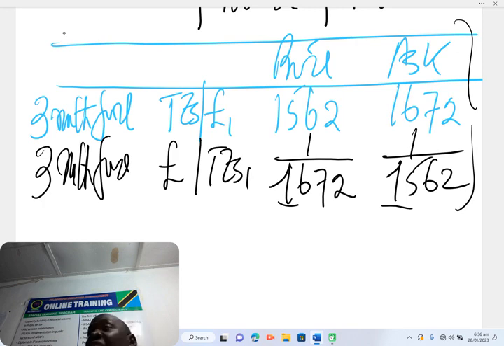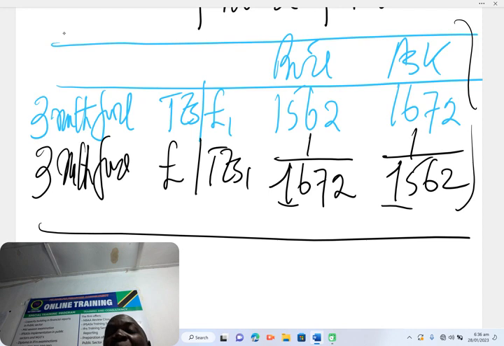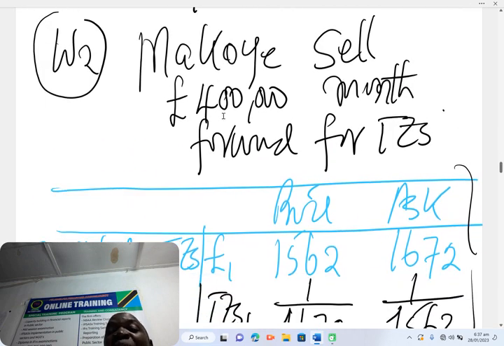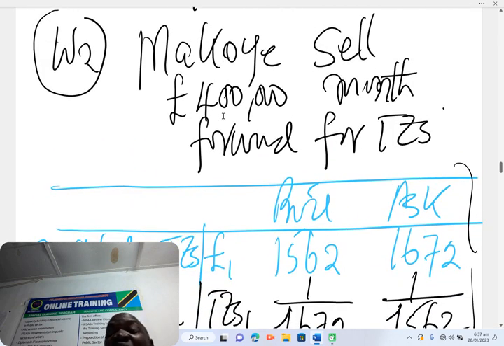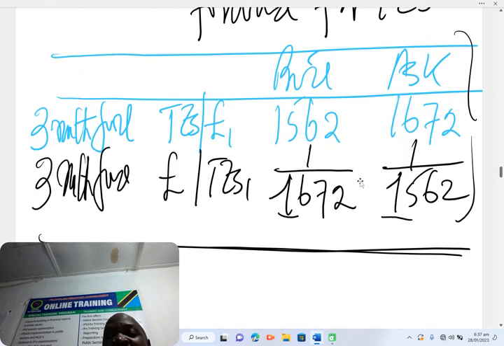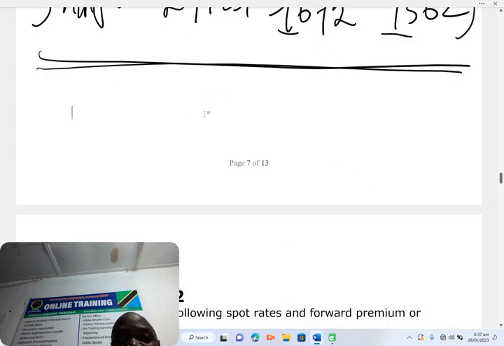So what is the trading currency in our problem here? What is a trading currency? Yes? He said Makole wants to sell pound. So the trading currency is pound. So if Makole is selling, the bank will be buying. Very simple. So you have to think there.